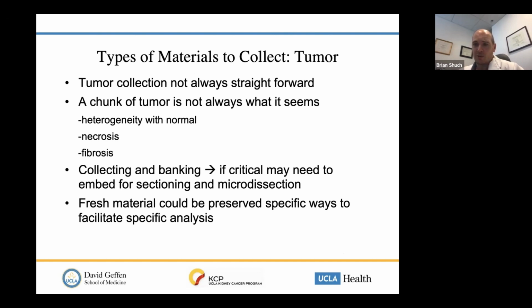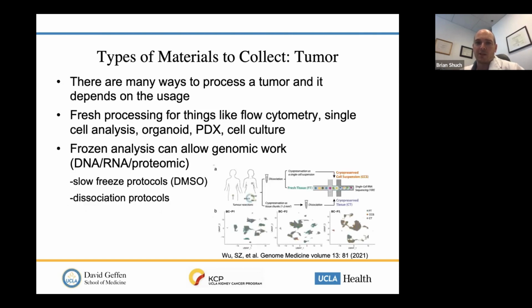The last thing you want to do is whole genome, spend $10,000 and have it be a crappy study. And then the fresh material can be preserved in a specific way, whichever way you want. There are many ways to process a tumor depending on the usage. Fresh processing is useful for things like flow, single cell analysis, organoids, PDX. But you can also do frozen analysis.